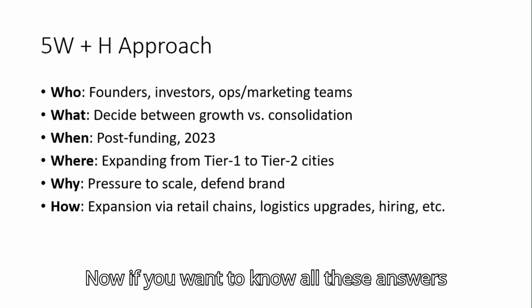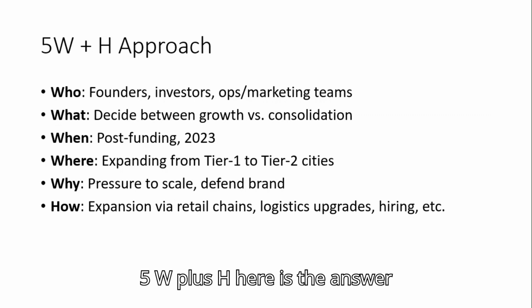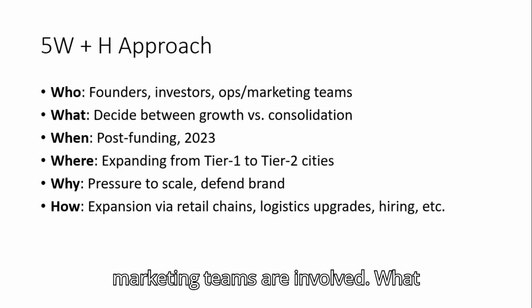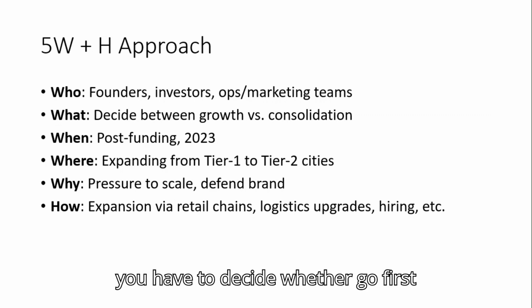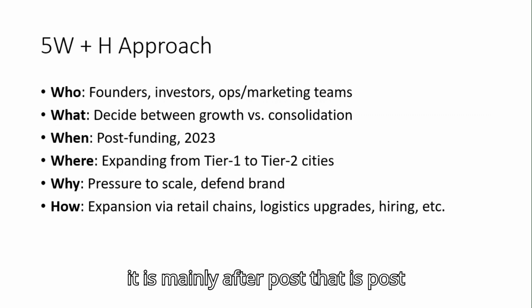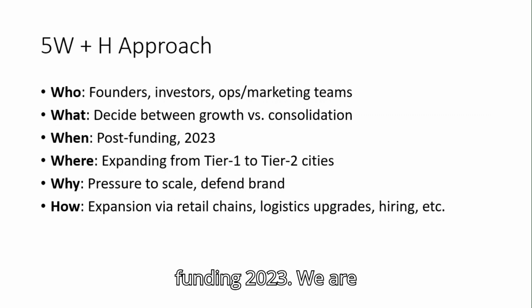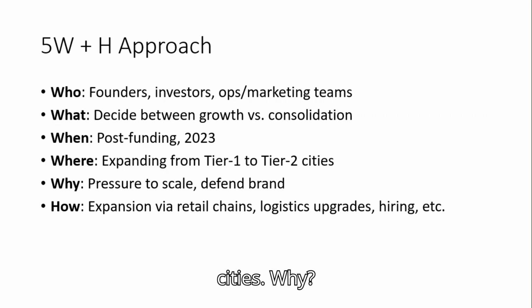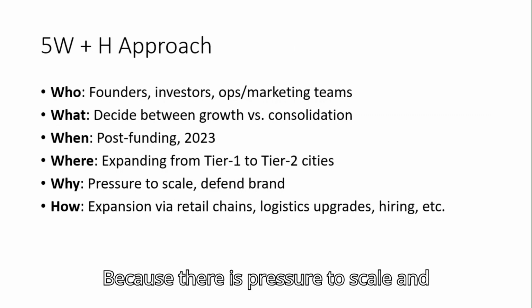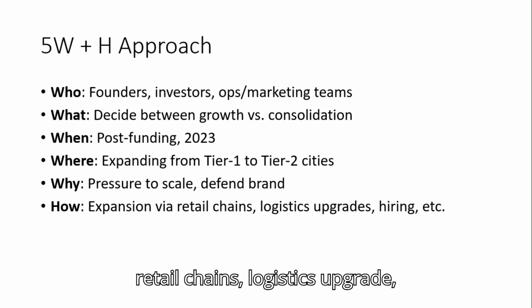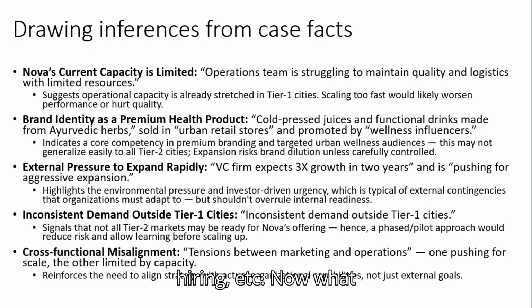Now, if we want to know all these answers, 5W plus H, here is the answer. Who? Founders, investors, operations and marketing teams are involved. What? You have to decide whether to go for growth or consolidation. When? It is mainly post-funding, 2023. Where? Expanding from tier 1 to tier 2 cities. Why? Because there is pressure to scale and defend the brand. And how? Expansion via retail chains, logistics upgrades, hiring, etc.